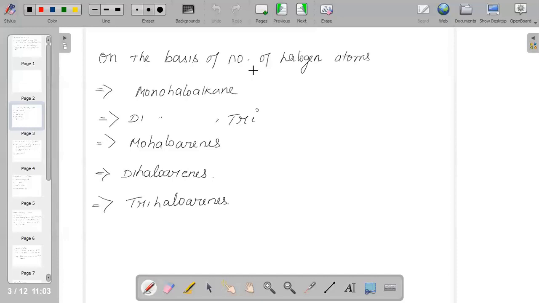For example, a monohaloalkane can be C2H5X, where X is any halogen. In the same way, for di, we can say CH2X and CH2X. Similarly, you can have tri.